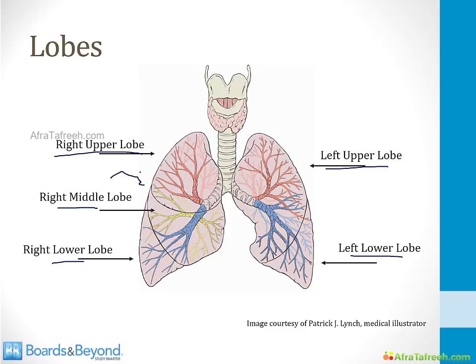This fissure here on the right is called the horizontal fissure, and this one down here is called the oblique fissure of the right lung. In the left lung, there's only one fissure, and this is called the oblique fissure of the left lung.